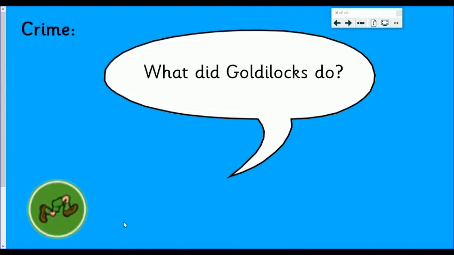Okay, year one, whilst you were telling your grown-up, I was also having a think. I thought that Goldilocks should not have broken into the Three Bears' house. I thought that she also shouldn't have eaten Baby Bear's porridge. And then I also thought that she broke Baby Bear's chair and just left it. Did you think of anything else? Now we are going to be using these ideas to write up the crime section on our wanted poster.